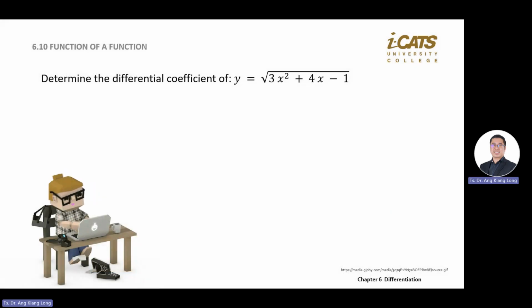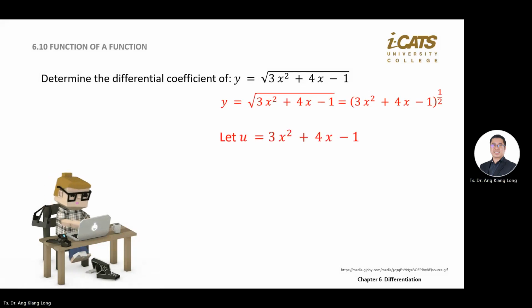Okay, the next question. First again, when you see a hat or square root, change it into index form. It looks like this. You know that when you see this bracket, you can substitute with u. So let u equal to 3x squared plus 4x minus 1.